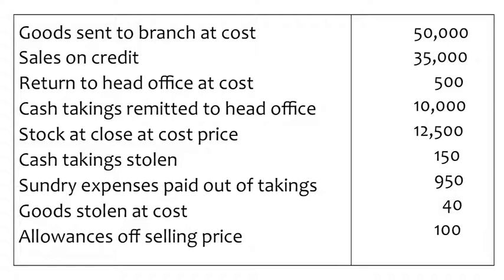Stock at cost at the end of the business is 12,500. Cash takings stolen, 150 naira. Sundry expenses paid out of takings, 950 naira. Goods stolen at cost, 40 naira. Allowances at selling price, 100 naira.